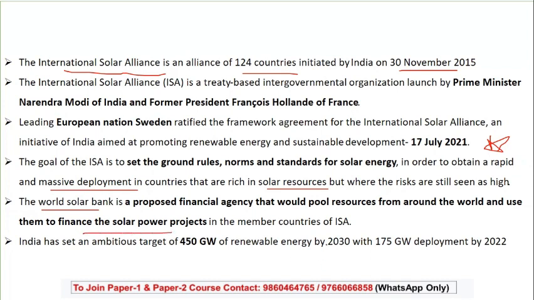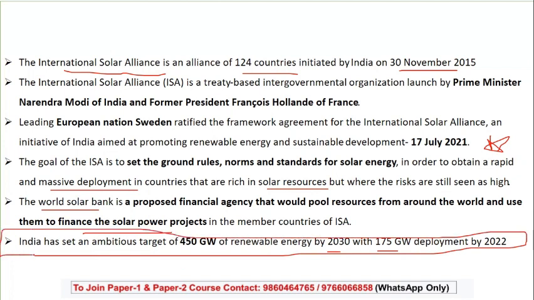India has set an ambition of 450 gigawatts of renewable energy by 2030, for which 175 gigawatts deployment is to be done by 2022. So yes, there can be a question on this particular update, as well as a question on between which two countries it has been signed. So this is the latest update you need to keep in mind.